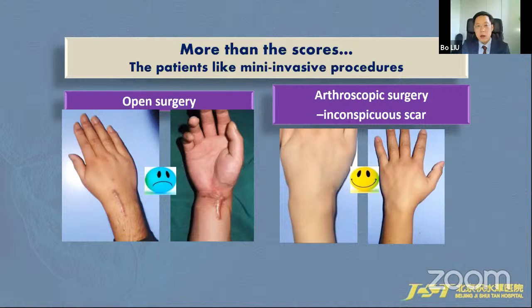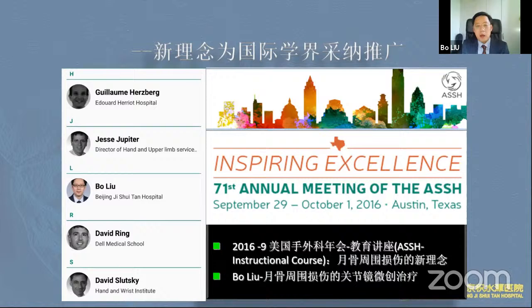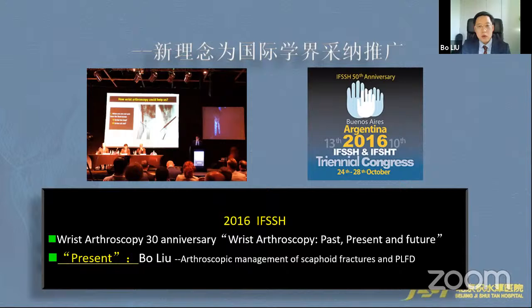So this concept of perilunate injury, actually we have come up with a new concept. Actually, it's not so new in the ASSH. 4 years ago, our friends Jesse Jupiter, Gehrmann, and David Slutsky and I put on the first instructional course in ASSH for the arthroscopic treatment of perilunate injury. And the same year, at the International Federation of Societies for Hand Surgery course, as we celebrated the 30th anniversary of wrist arthroscopy, we had a session on wrist arthroscopy past, present, and future. Actually, we put this treatment into the present part and not the future.